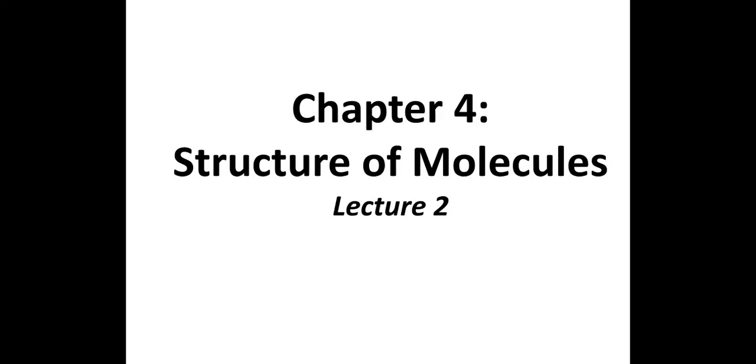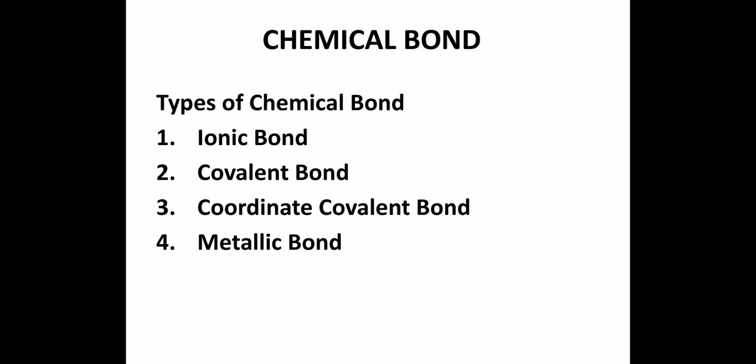This is the second lecture on chapter 4, structure of molecule. I hope all of you have already listened to my first lecture on chapter 4. In the previous lecture we discussed chemical bond and its type, the ionic bond. We talked about how it is formed and explained it with different examples. And our topic today is the covalent bond.